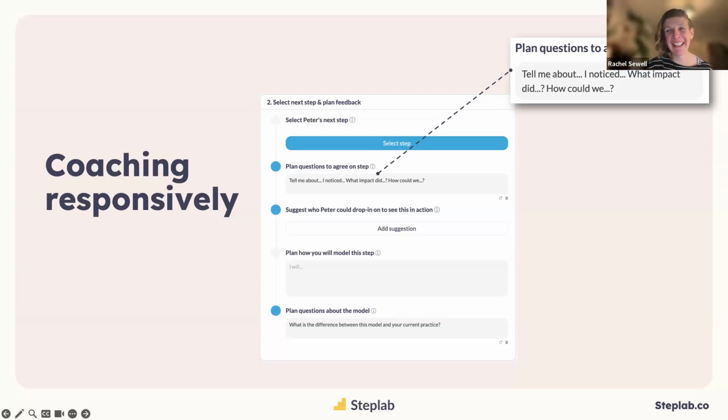Well, bad weather. Okay. Well, Stephanie, because we lost Zach for a moment, do you want to summarize for Zach what you've taken from that? What's the significance of this idea of coaching responsively and moving from tell me about, to I noticed that, to what impact, to how could we? What are your thoughts?